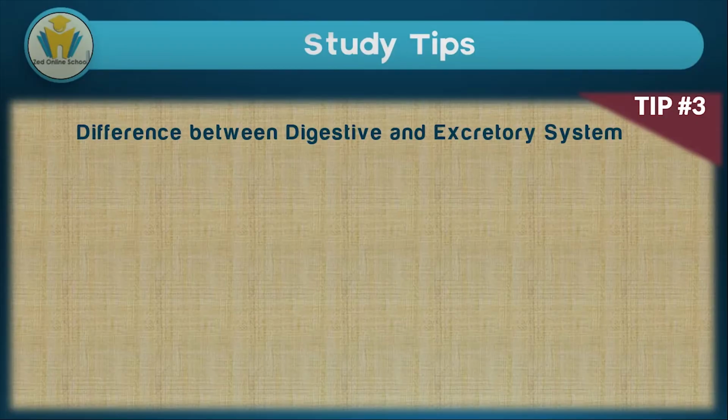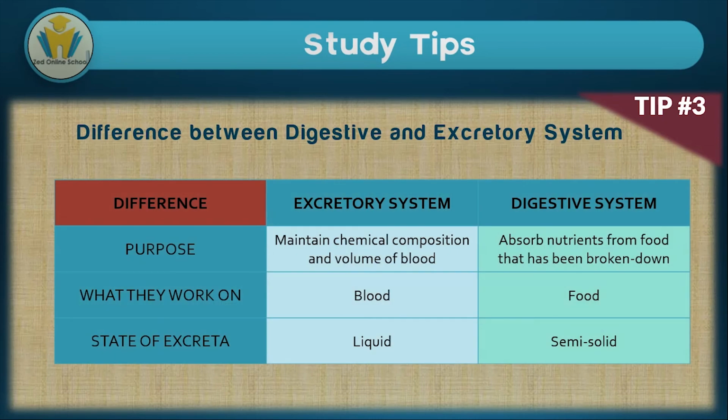Confusing the digestive system and the excretory system, thinking they both do the same thing, is a mistake one of the students can make. These two systems are different by their structure and by how they work. Here's a table that shows you the major differences between the excretory system and the digestive system.